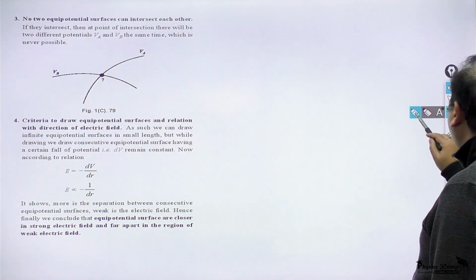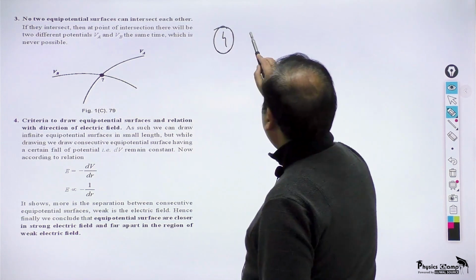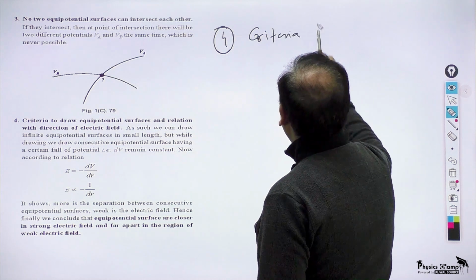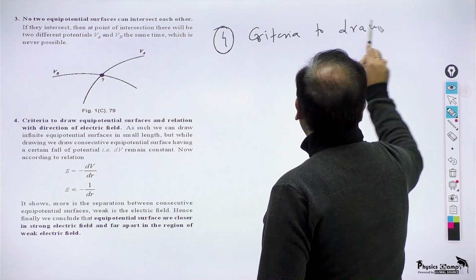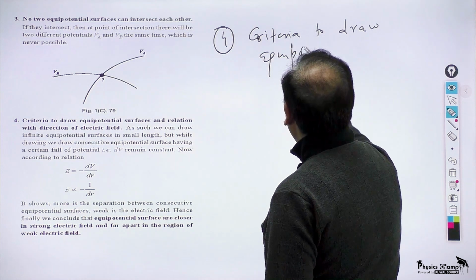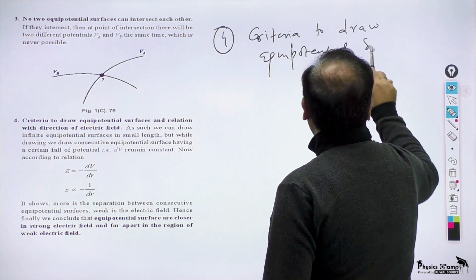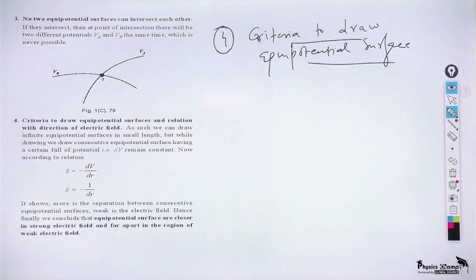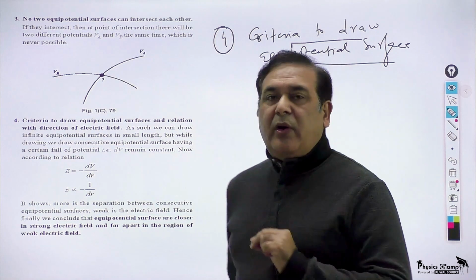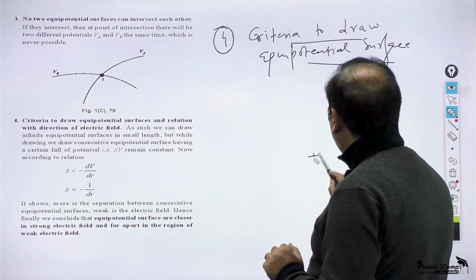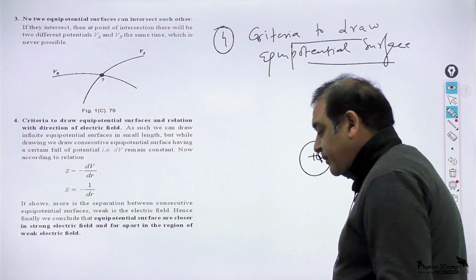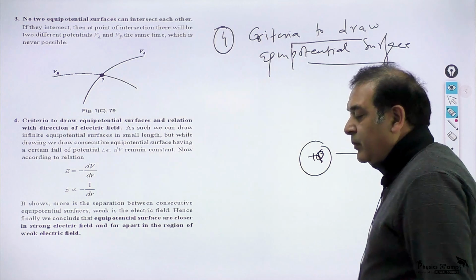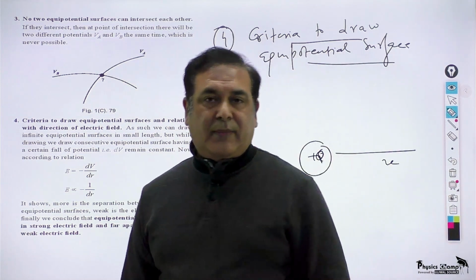And then case number 4. That is criteria to draw equipotential surfaces. Now what do we mean by that? Criteria to draw equipotential surfaces. So when I say criteria to draw equipotential surfaces, it means I have a charge Q. But the question is, in a small distance, say x, how many equipotential surfaces you can draw.